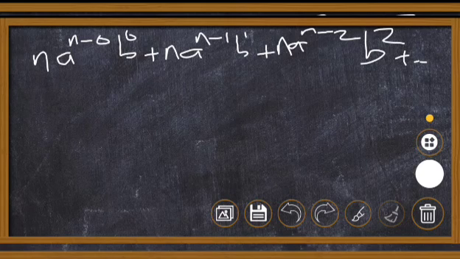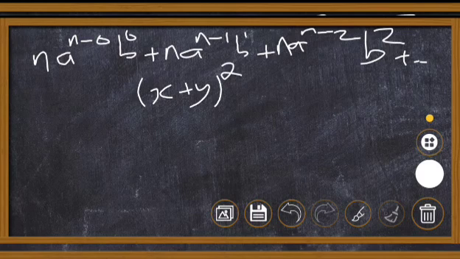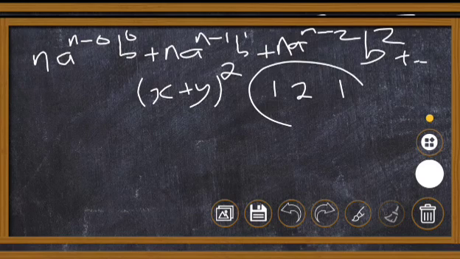Let's say we have (x + y)^2. Now if you go on the second row, it was what? 1 2 1 on the Pascal's triangle. So a is representing this first term here, and b is representing this second term here. Whenever there is a, we are going to replace it with x, and whenever there is b, we are going to replace it with y. So let's do that. The value of n is the coefficient that we have here.